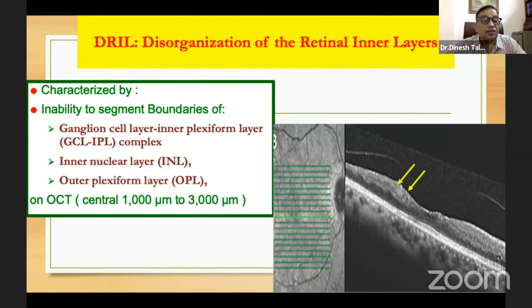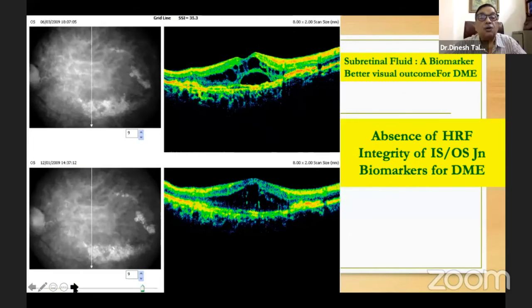We normally look for this in the central 1,000 to 3,000 micron and look for the extent of these changes to decide what is going on. The other important thing is subretinal fluid, what you see over here. This is a biomarker for better visual outcome. Patients who have subretinal fluid generally seem to do better following treatment.